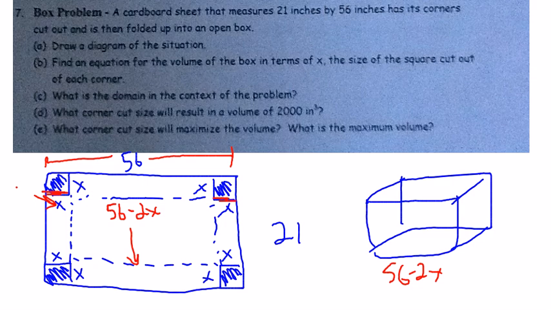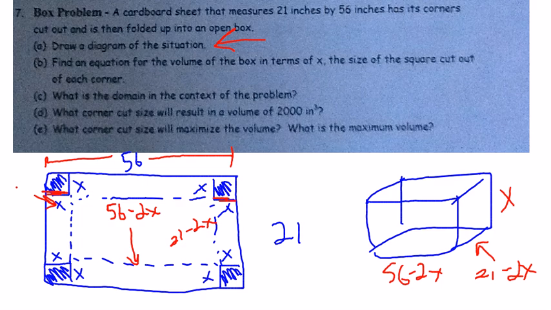Then, similarly, this is going to be 21 minus 2x. So I can label this guy as 21 minus 2x. And then when I fold it up, we've talked about this a lot, that height becomes x. So either one of these pictures would be good for part A. You would want to have all these pieces labeled that I have labeled.